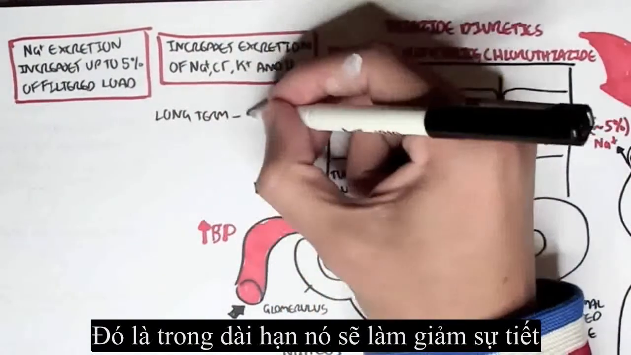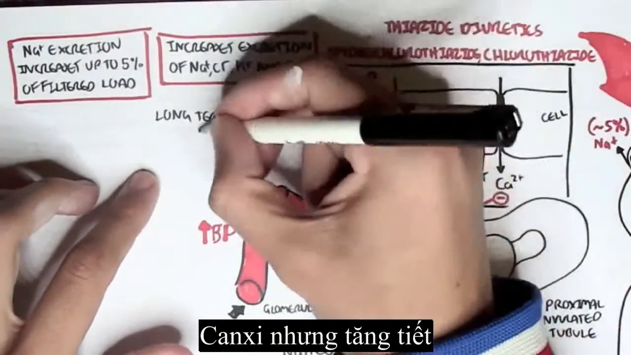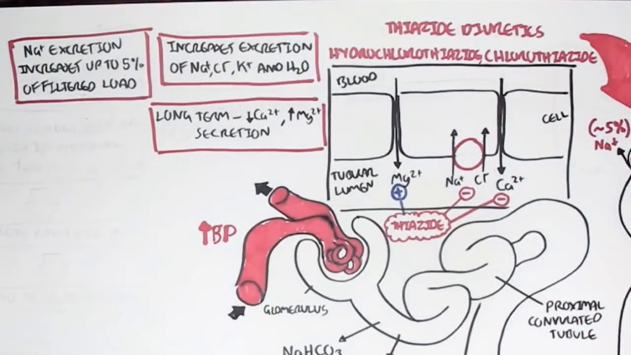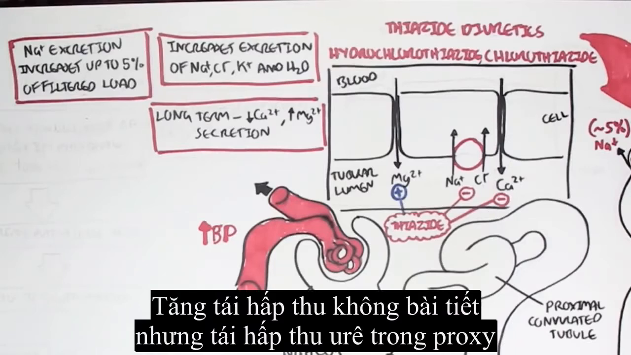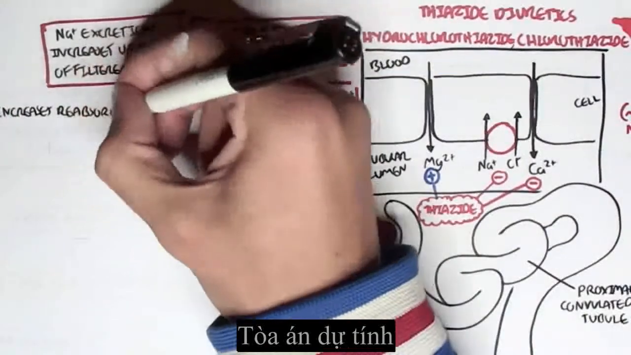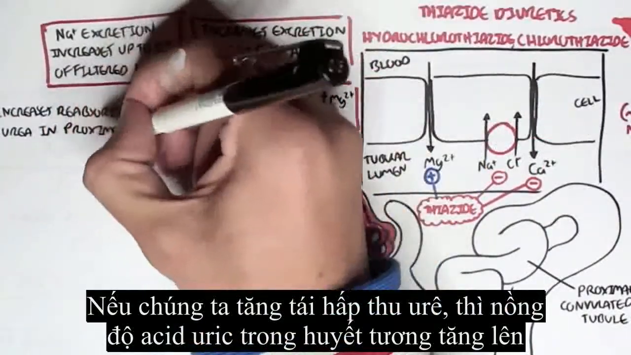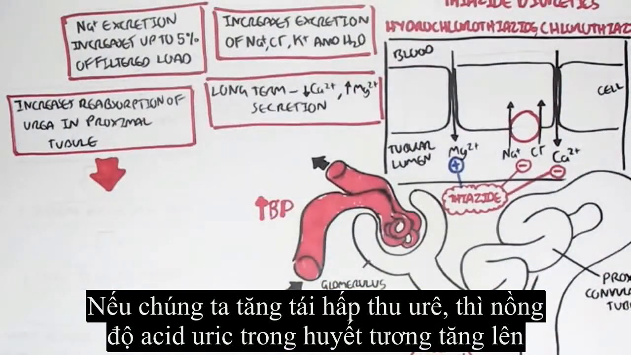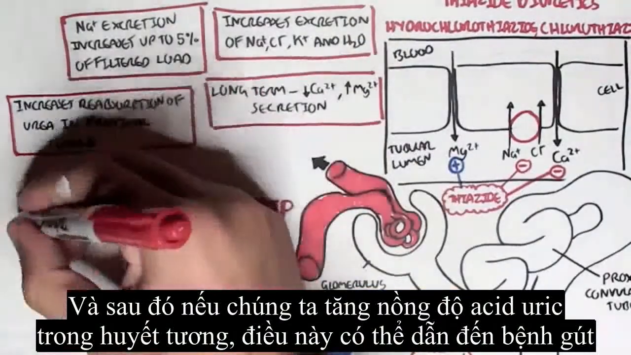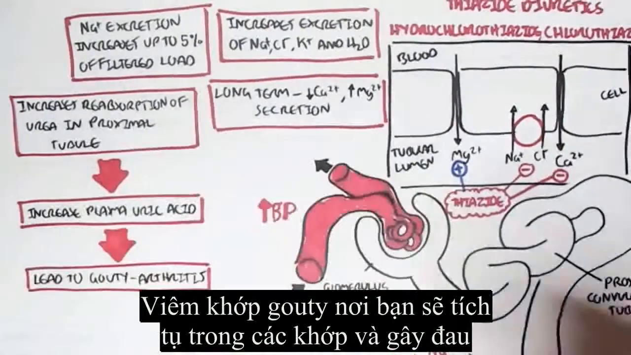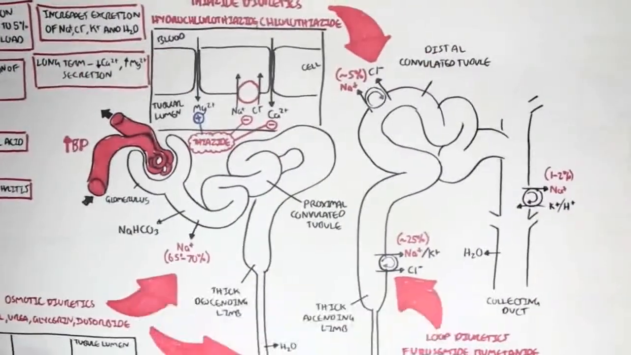In the long term, it will decrease the excretion of calcium, but increase the excretion of magnesium. Very interestingly, thiazide diuretics increase the reabsorption, not the excretion, of urea in the proximal convoluted tubules. If we increase the reabsorption of urea, this will increase plasma uric acid levels. And if we have increased plasma uric acid levels, this might lead to gout, gouty arthritis, where it will accumulate within the joints and cause pain, etc.